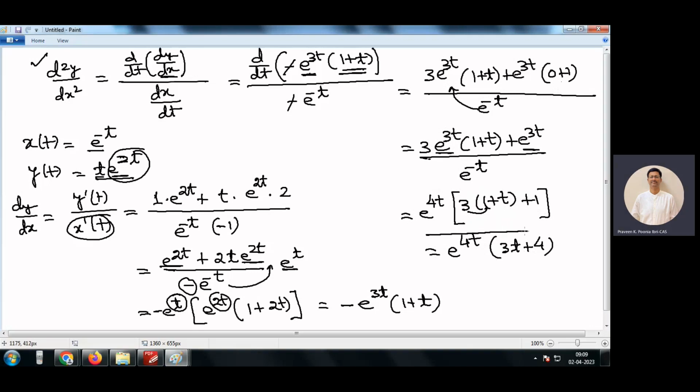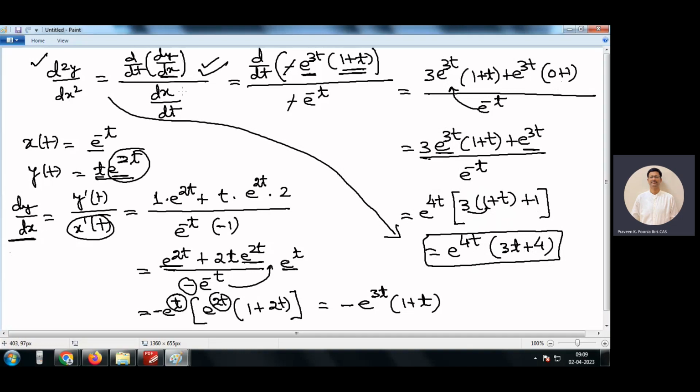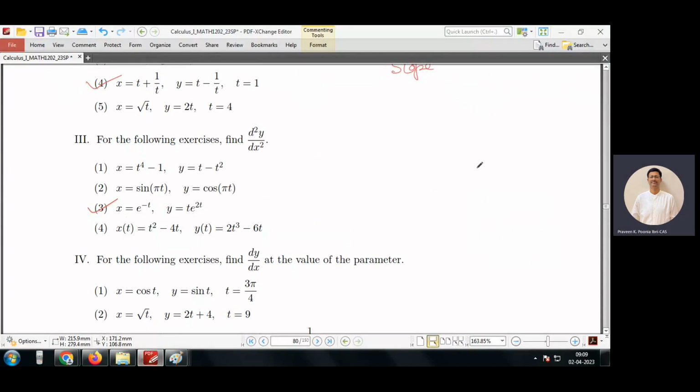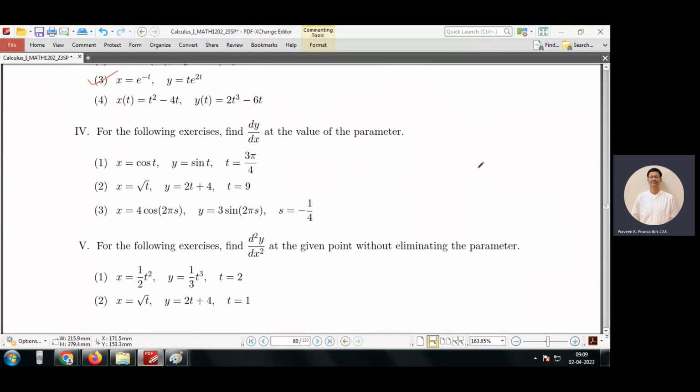So my friends, this is the answer. This is the second derivative, d2y by dx square. So how to calculate? First you need to find dy by dx, and then you need to put the value in the formula here. Then you will get the second derivative. Okay, so this is how you can solve all the questions here.